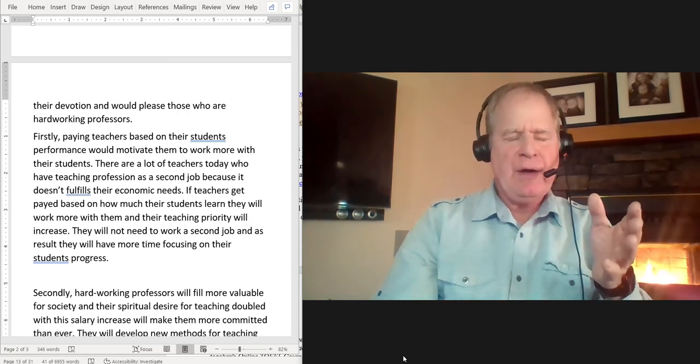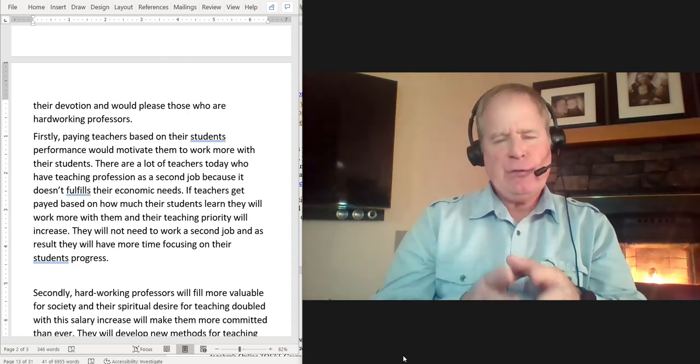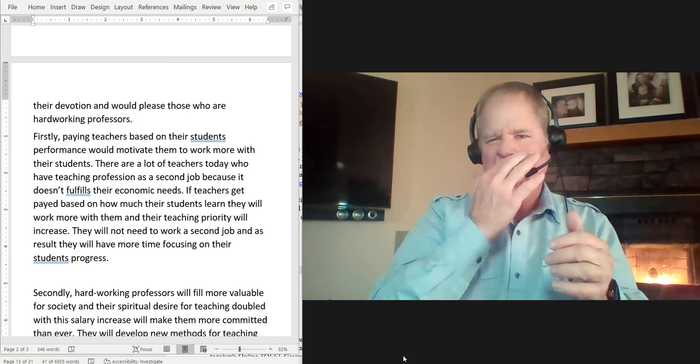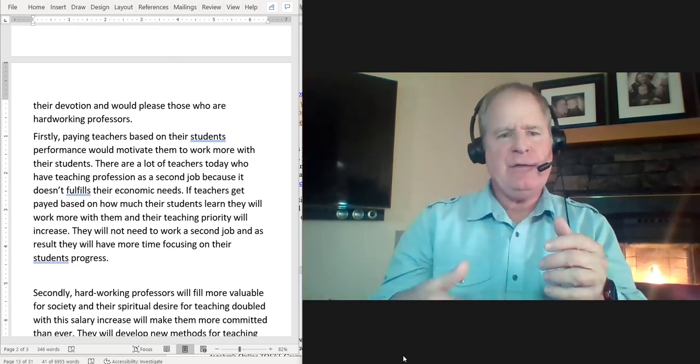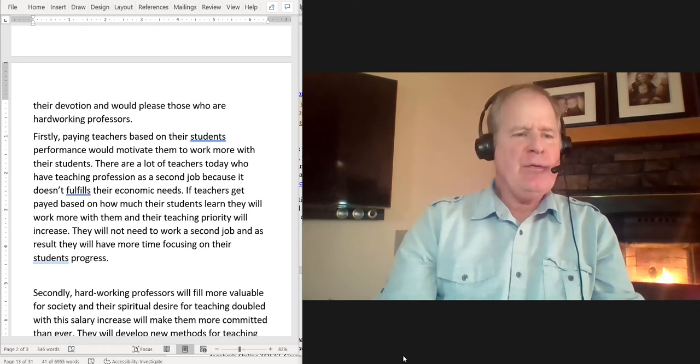Why are we doing this? If the first statement is general, right, which is your topic sentence and it's arguable, then you want to have more specific sentences after that. You say if teachers get paid based on how much the students learn, they'll work more with them and their teaching priorities will increase. They will not need to work a second job. As a result, they will have more time to focus on their students' progress.